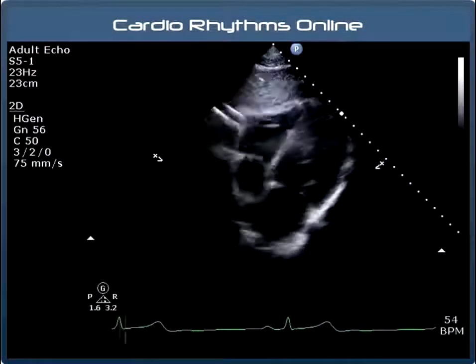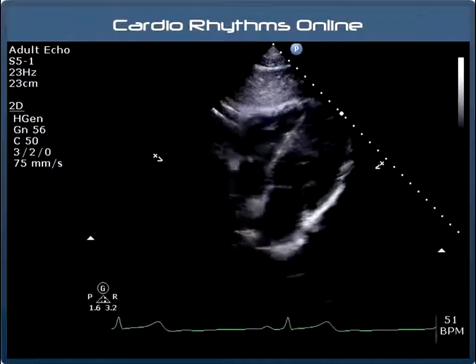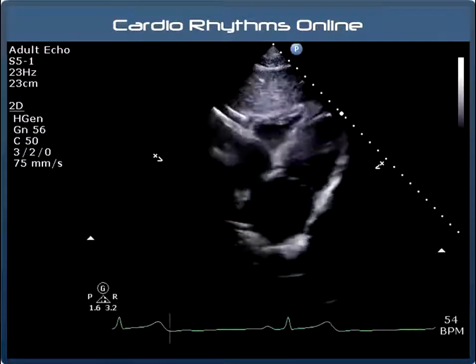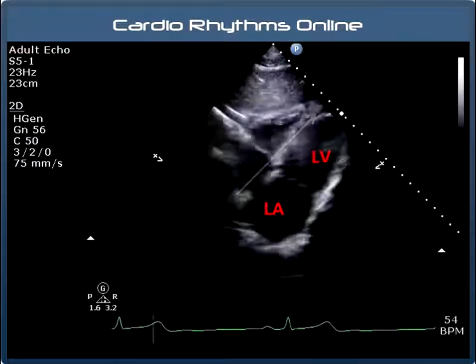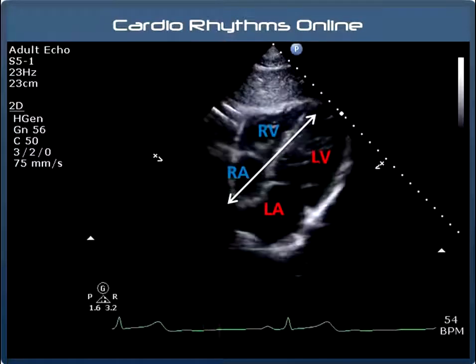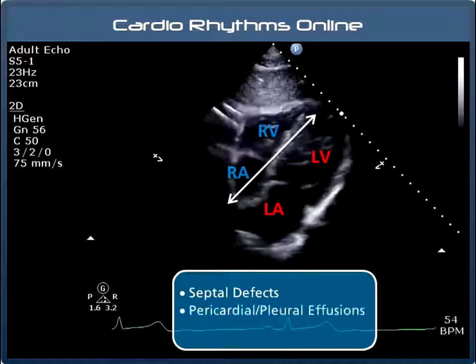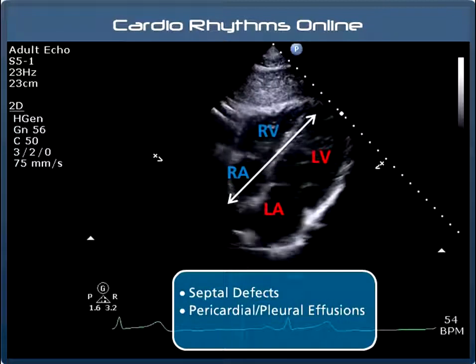This kind of looks like a four-chamber view on its side, so ideally the septum should now be perpendicular to the transducer, which is great for picking up septal defects using colour flow Doppler. So here we have the left ventricle, left atrium, septum, right ventricle and right atrium. So aside from septal defects, this is also a good view for visualising pericardial and pleural effusions. Then by rotating the transducer anticlockwise, we can also bring in structures such as the IVC and the abdominal aorta.